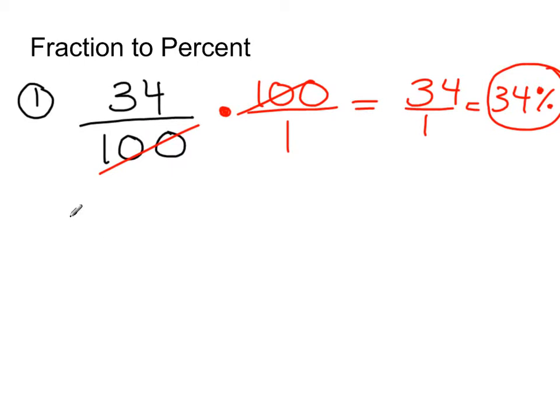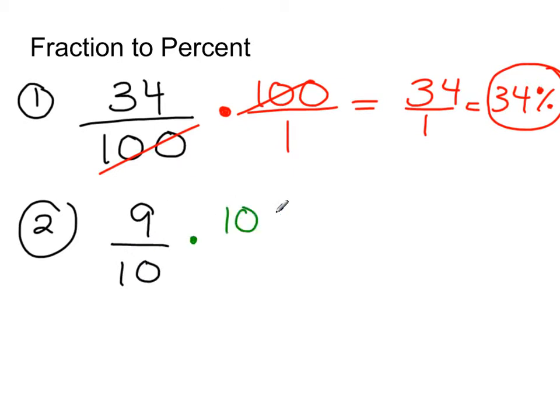Let's go ahead and see another one. Let's say, for instance, we have 9/10. And when we go from a fraction to a percent, we are going to multiply by 100. And I kind of glossed over this in my previous problem. So when you multiply by 100, it's a whole number. You throw it over 1. That way you can work with the fraction.